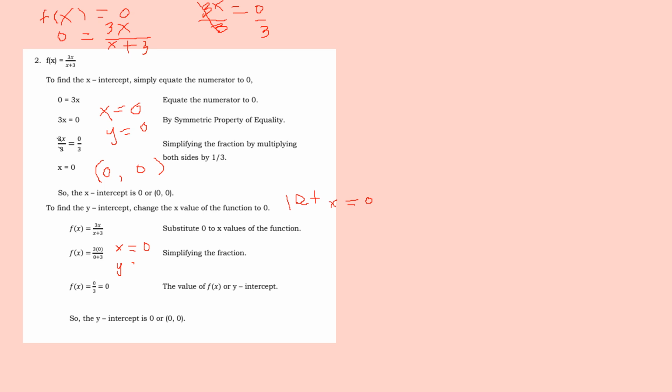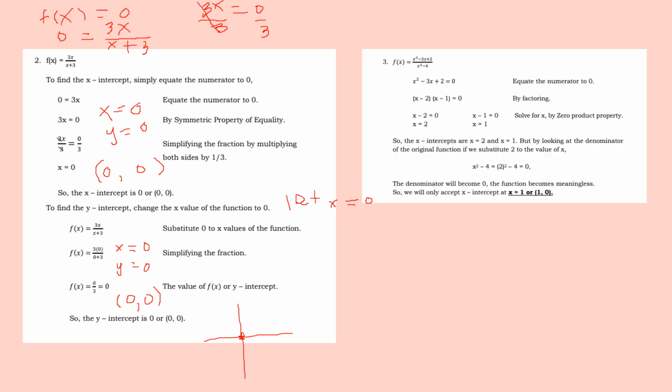Okay, so parehas lang yung ating sagot sa x-intercept at y-intercept. So therefore, our y-intercept is 0 and 0. Ayan. That is the answer for number 2. So kung ipapakita niyo yan sa graph, andito lang siya, oh. Andito lang mismo sa gitna. Diyan sila nag-intersect.